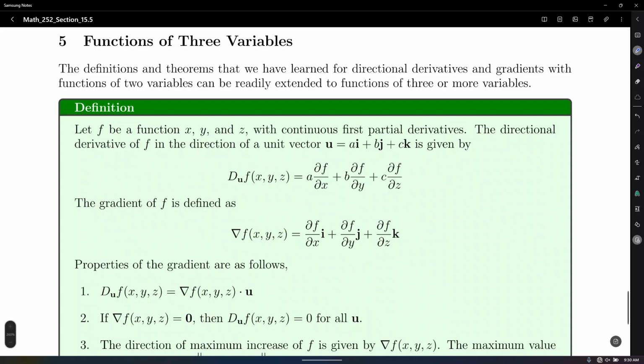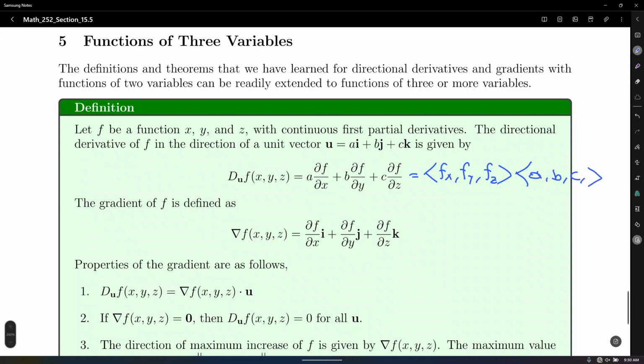Have a third term. Number 1, the directional derivative. It's going to be simply the partial with respect to x, the partial with respect to y, the partial with respect to z, dotted with a, b, and c, where a, b, and c represent the components of the unit vector, which is the direction in which we go.